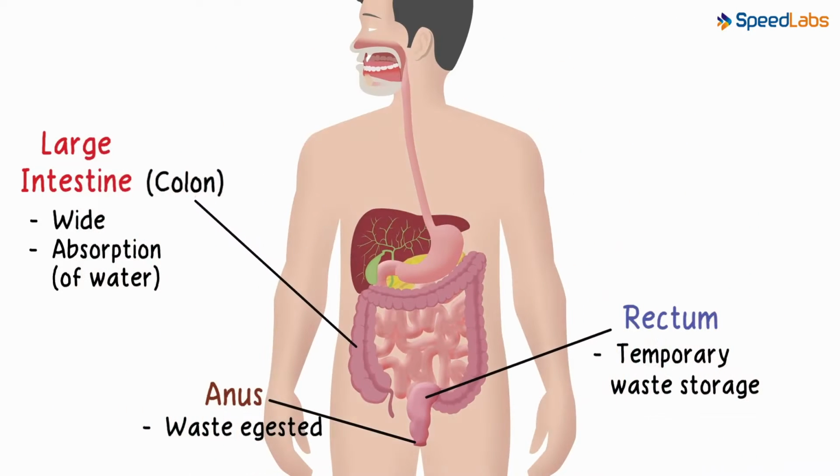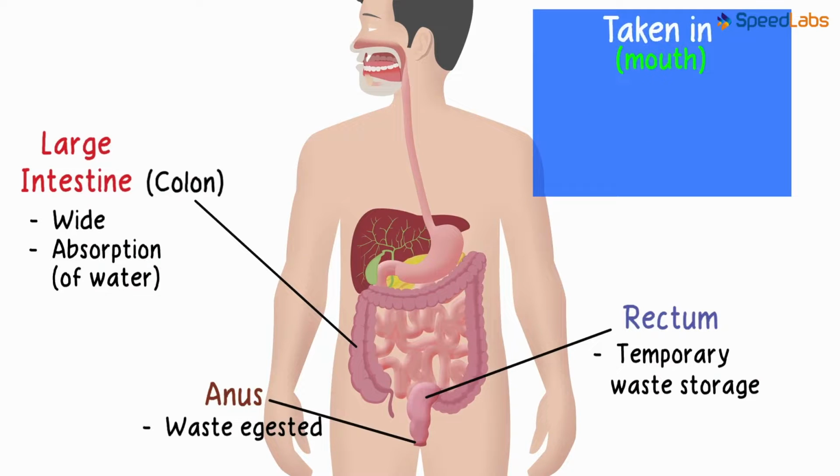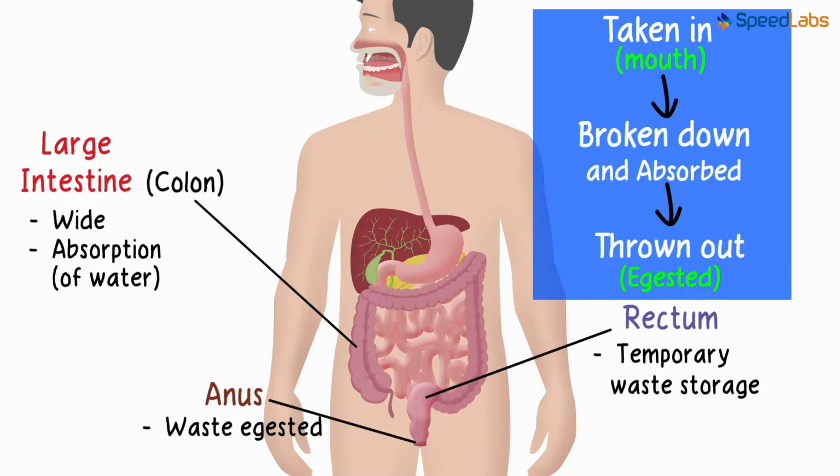That pretty much completes the topic of the digestive system. Food is taken in from the mouth and then it's broken down to simpler substances to get absorbed into the body, and the undigested food is then expelled through the anus. In the coming lessons, we will understand more about absorption and assimilation.